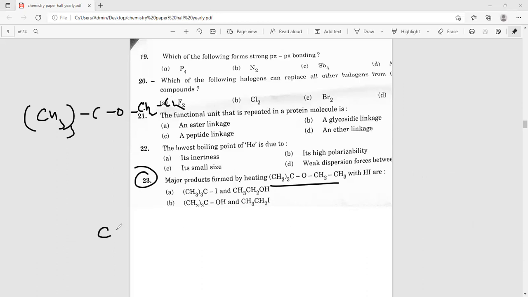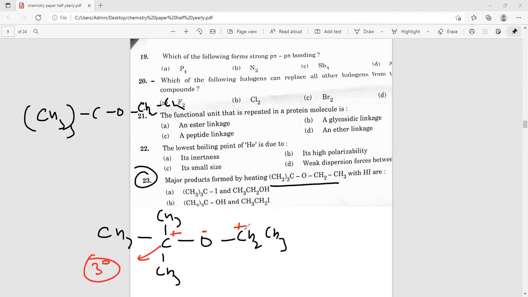Means CH3 here, C, and this is a tertiary carbocation formed, and CH2CH3, right? So you have two options. First one, C carries the positive charge, and second one, the other C carries the positive charge. Oxygen always carries the negative charge. But this carbon is a tertiary carbocation and this one is a primary carbocation. So we know that tertiary carbocation is more stable.